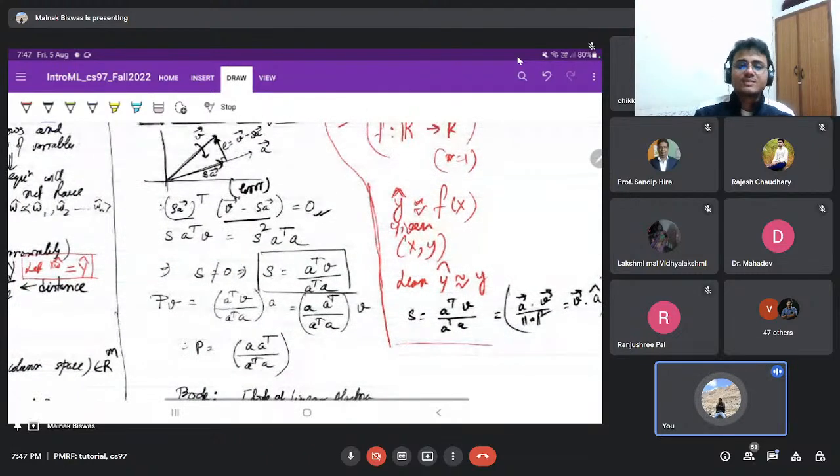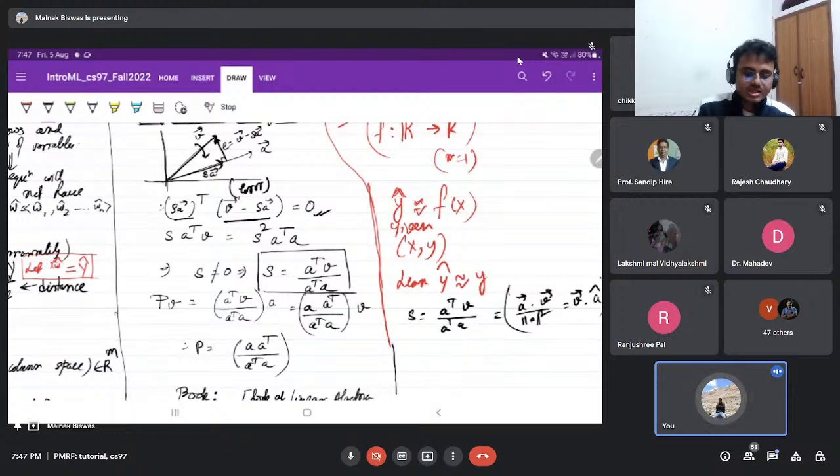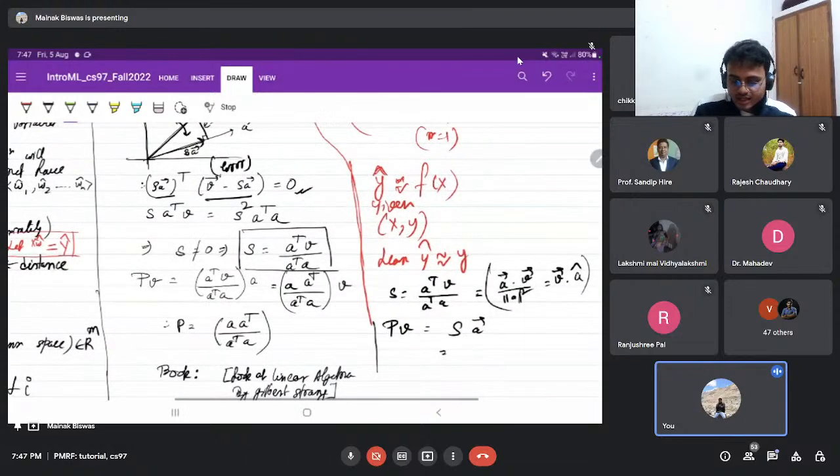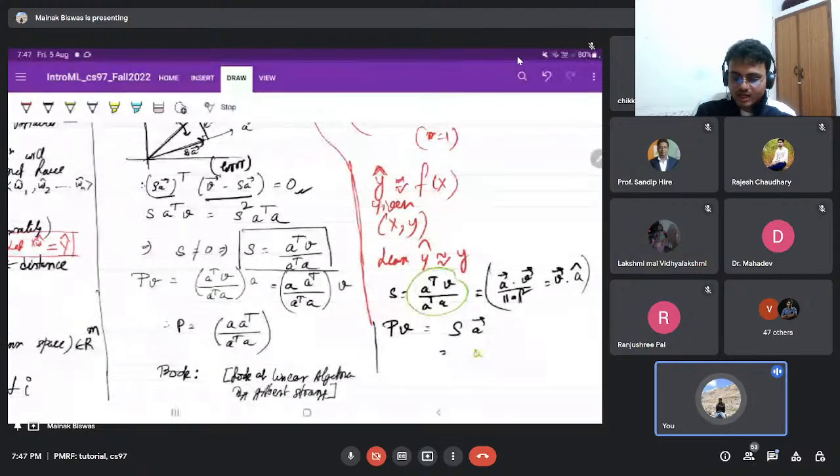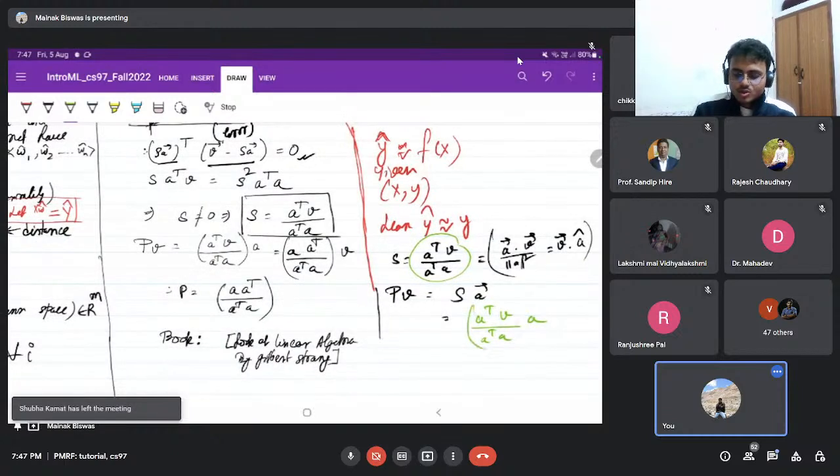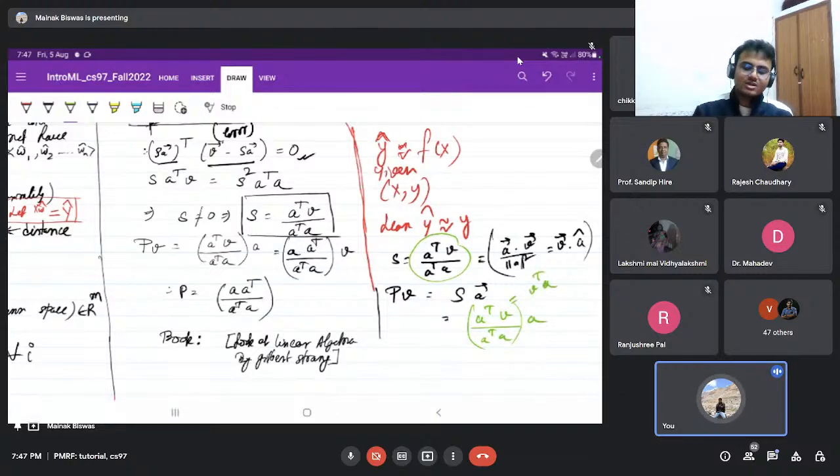If we take the concept of a projection variable, we want the projection of this vector V onto this vector A. What will we do? We want PV to be some S into A. That is equal to the S value we already have in terms of other variables: A transpose V by A transpose A, into A. We all know by the commutativity of dot products that V transpose A and A transpose V are the same.